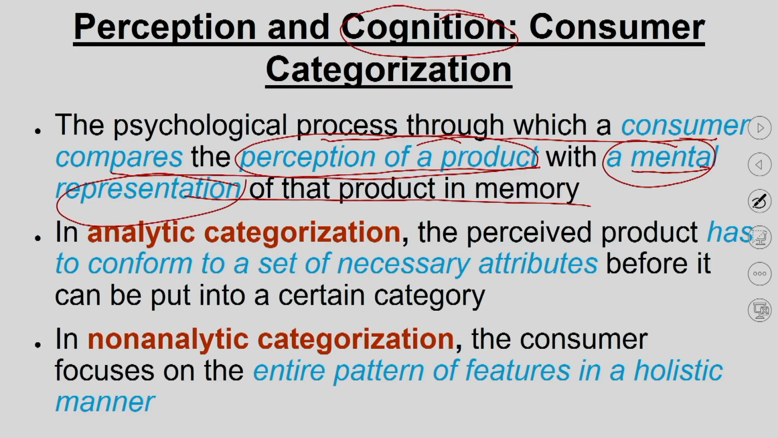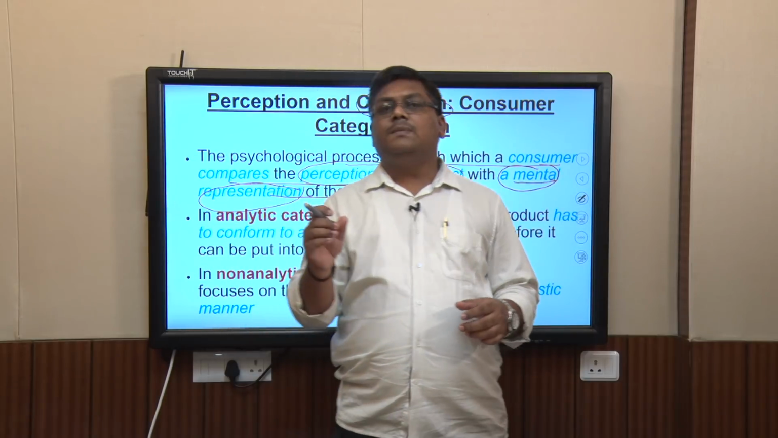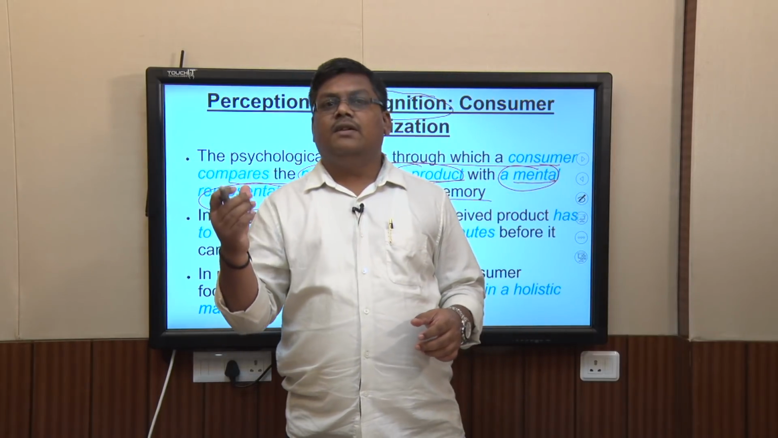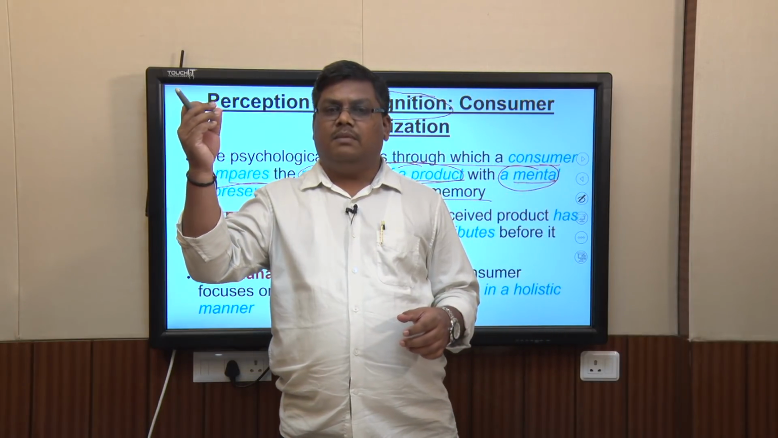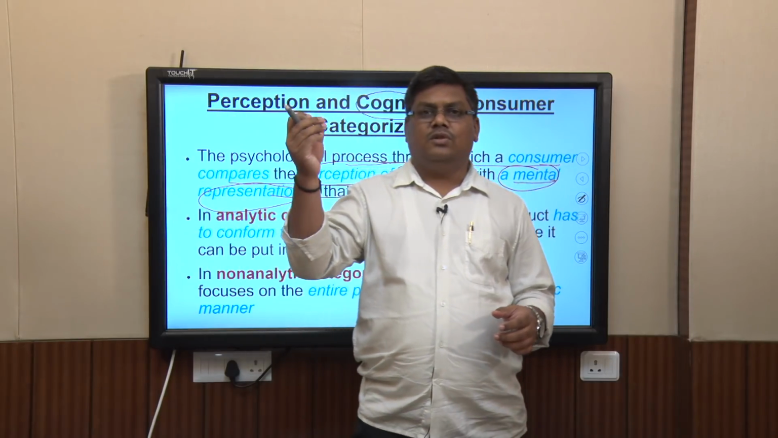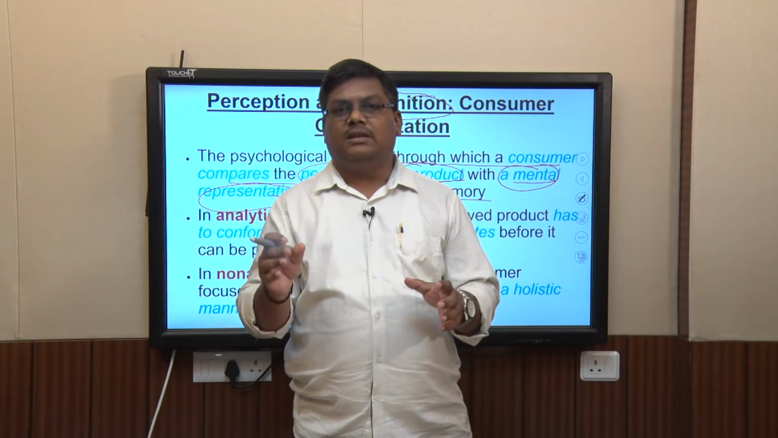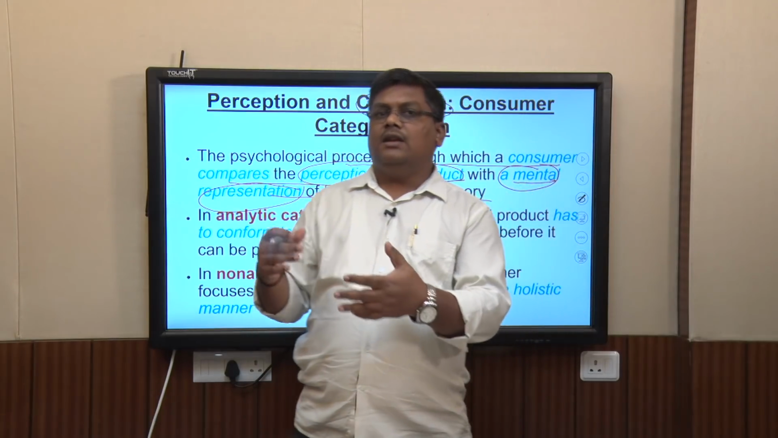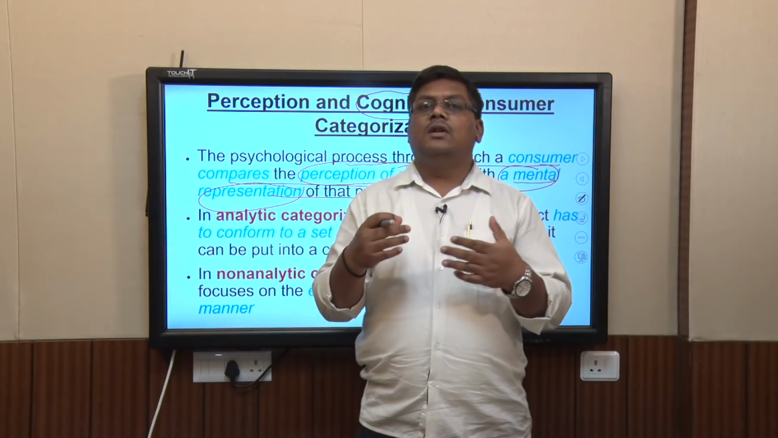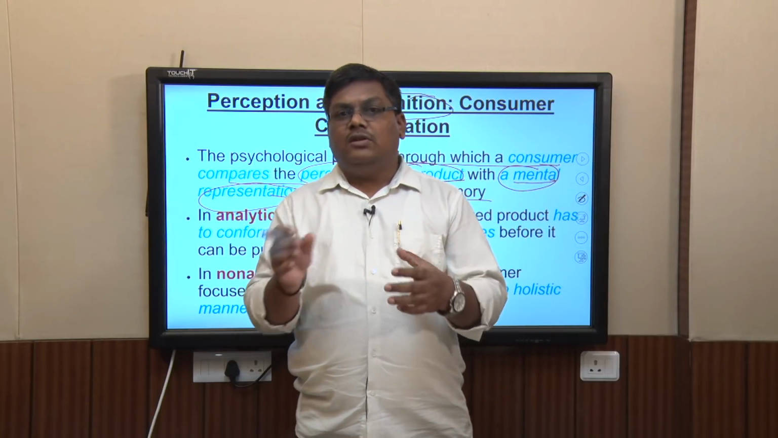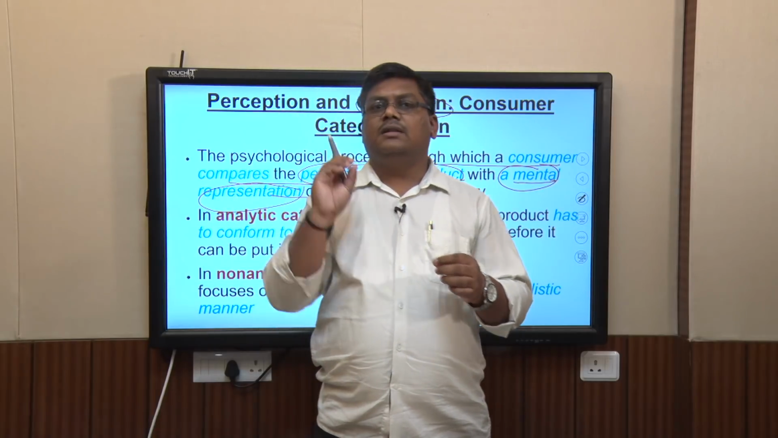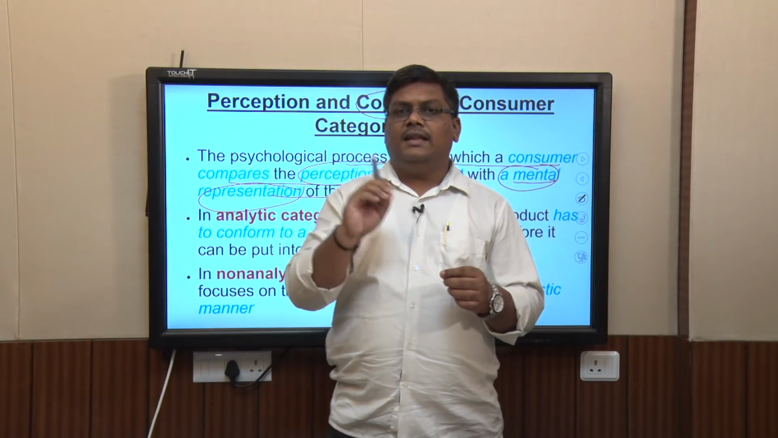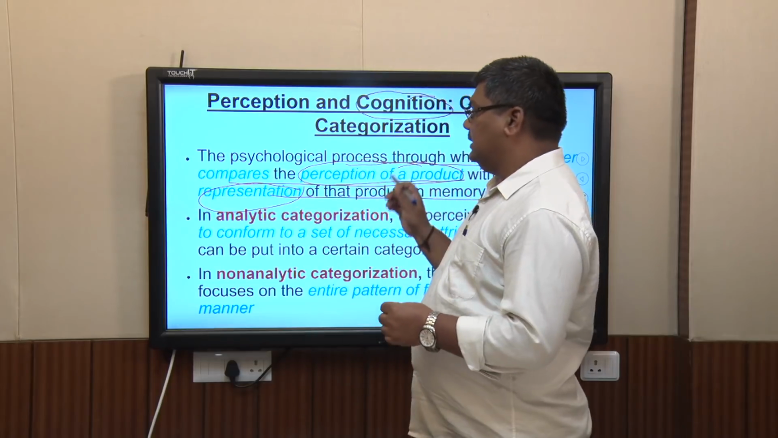For each product there is a mental representation. For example, for cell phones, there is a mental representation: it is an electronic item, it is an item for communication, and so on. So each item has a mental representation, and as soon as you see a new product or a new service being offered, you need to categorize it, or match it, into some representation which is there in memory. That process is called categorization.